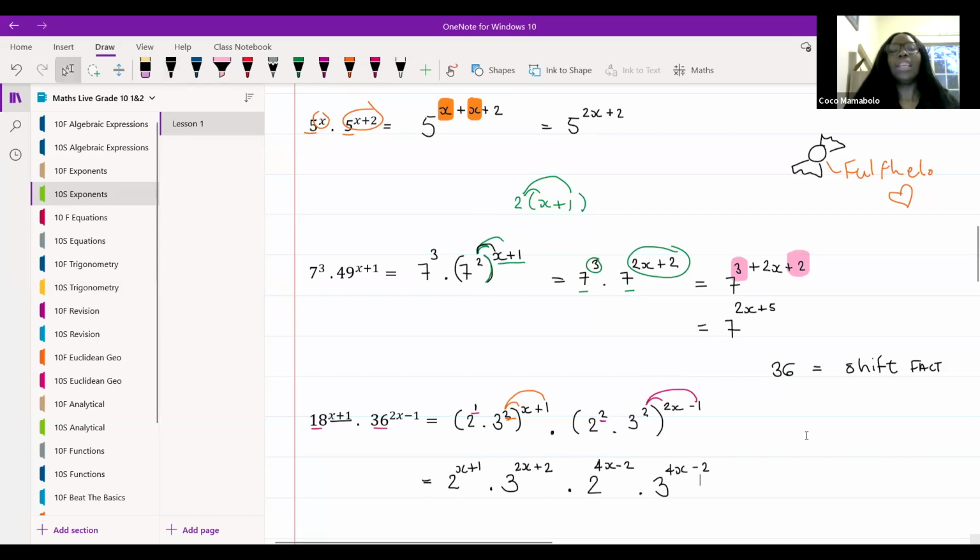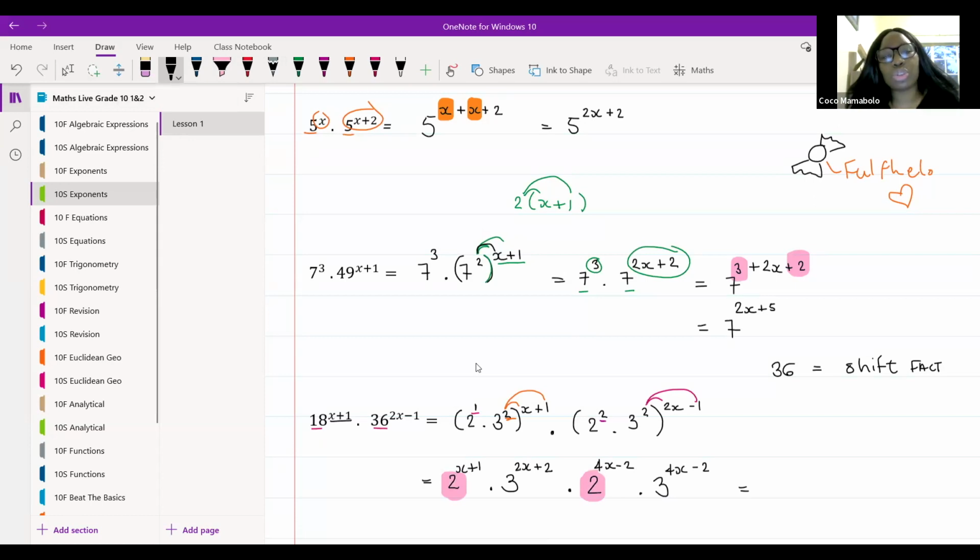All right. Now, do we have like bases? Yes, we do. It just so happens that we have 2 different bases, but it's okay for us to have 2 different bases. We're just going to compare like with like. So I've got 2 to the power of x plus 1 times 2 to the power of 4x minus 2. Now, like bases are being multiplied.